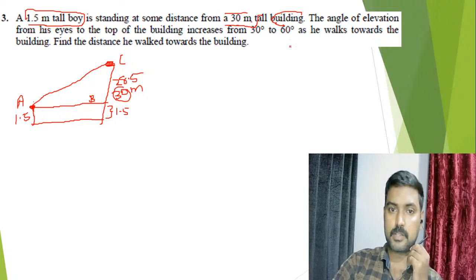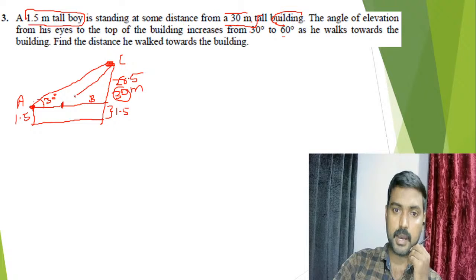So in triangle ABC, what is the question? As he walks towards the building, this 30 degree changes to 60 degree. At first when he observed the top of the building, it was 30 degree. After some time he reached this point. At that time the angle of elevation changes to 60 degree. That is what the question says to us. Then the question: find the distance he walked towards the building.